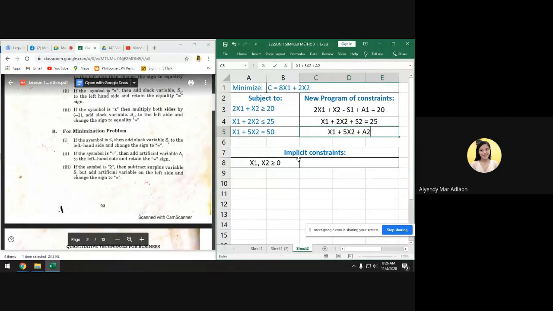Nganong 2 man ang A? It's because ikaduha pa man ni siya nga artificial variable. And then retain the equal sign and then copy 50. So this is now our new program of constraints.